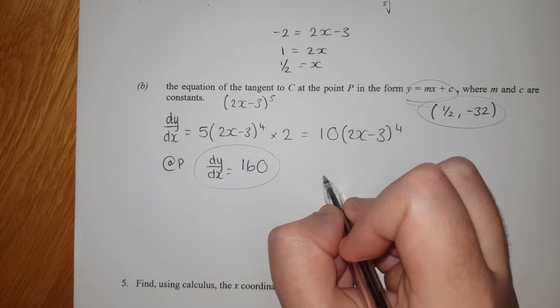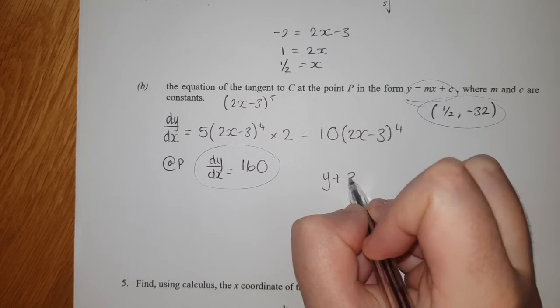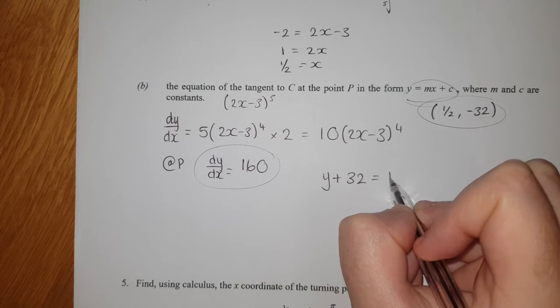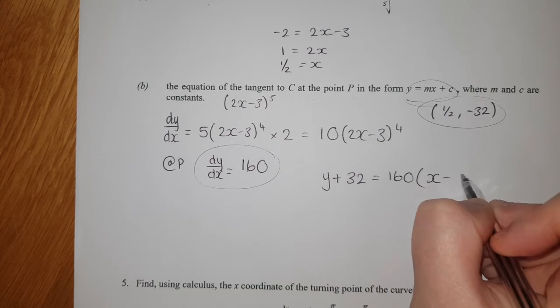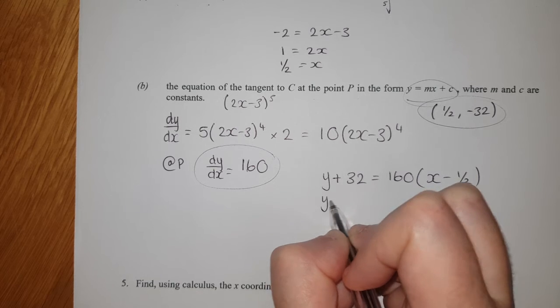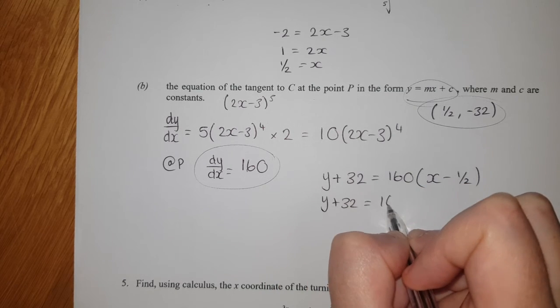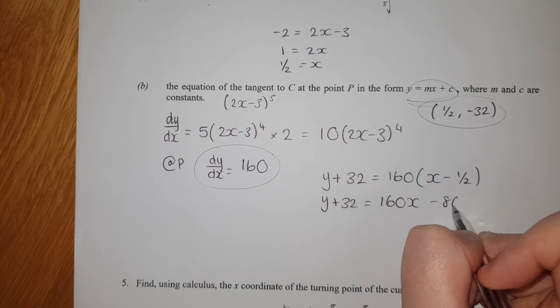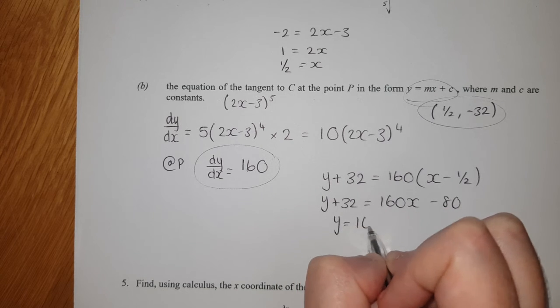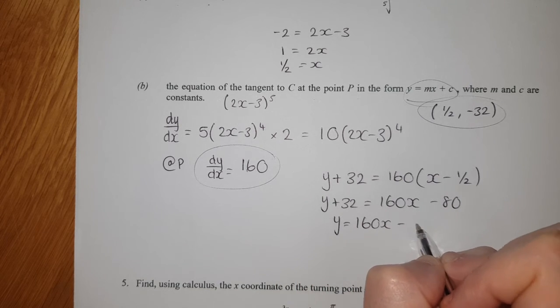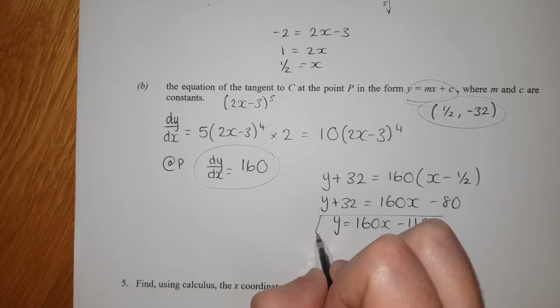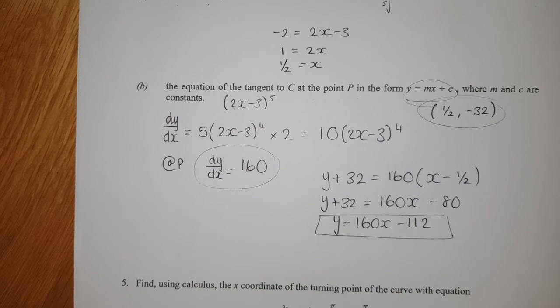We're just going to find the equation of the line. y minus minus 32 equals 160 of (x minus a half). So you get y plus 32 is equal to 160x minus 80, in which case you get y equals 160x minus 112, and there's my equation of my tangent.